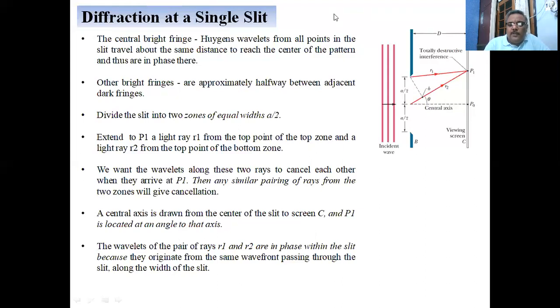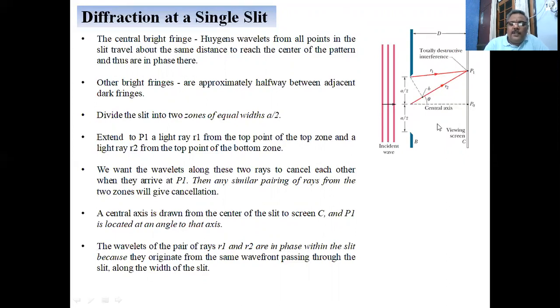So for understanding the theory, we should divide the slit into two. The upper width is a/2 and the lower width is also a/2. When we extend to P1, a light ray R1 from this point and from the lower point, another ray R2, both meet at point P1.